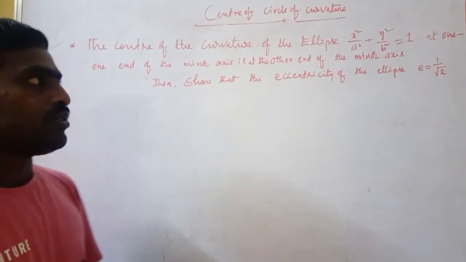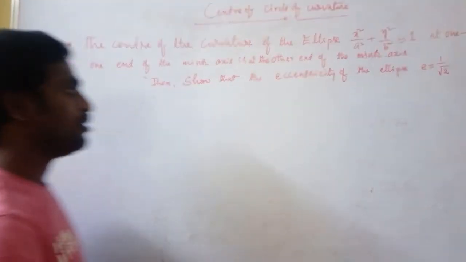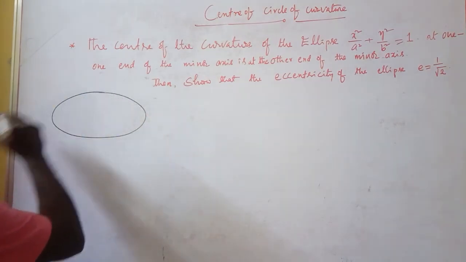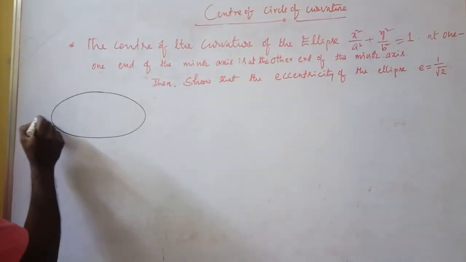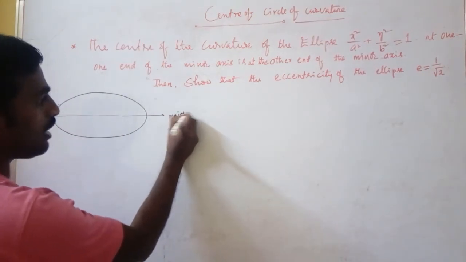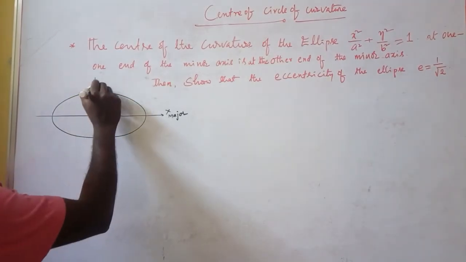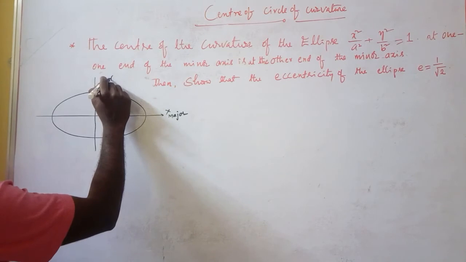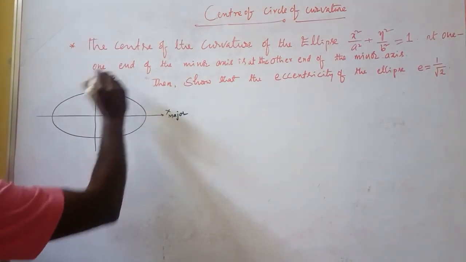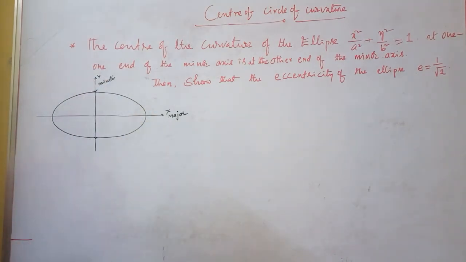So in this problem, the curve is the ellipse. Yes, it is the ellipse. In this ellipse, the major axis is the x axis, and the minor axis is the y axis. Okay, so what is the statement?